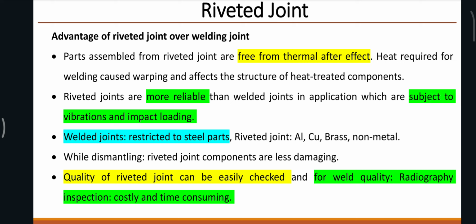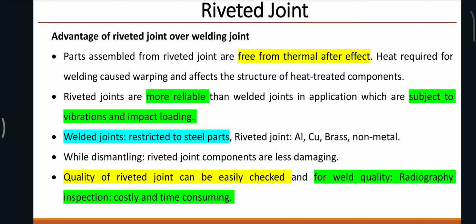Advantage of riveted joint over welding joint: parts assembled from riveted joint are free from thermal after effect. Heat required for welding causes warping and affects the structure of heat treated component. Riveted joints are more reliable than welded joints in applications which are subjected to vibration and impact loading. Welded joint is restricted to steel parts. Riveted joint can join aluminum, copper, brass and non-metal material.